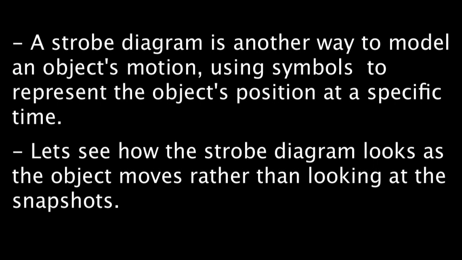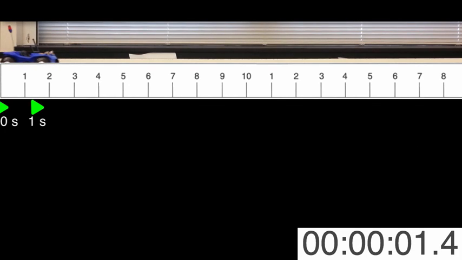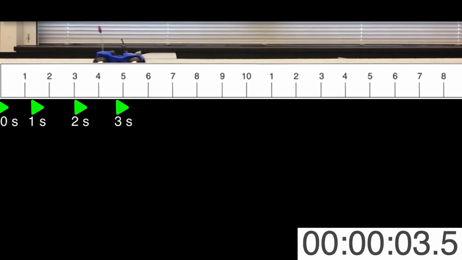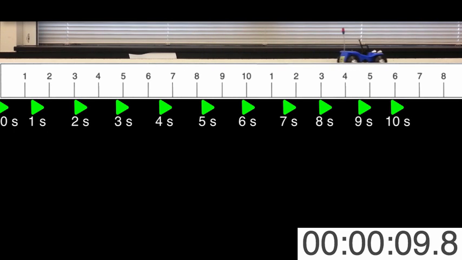A strobe diagram is another way to model an object's motion using symbols to represent the object's position at a specific time. Let's see how the strobe diagram looks as the object moves rather than looking at the snapshots. Again, it shows us after each second what's the position of the buggy.